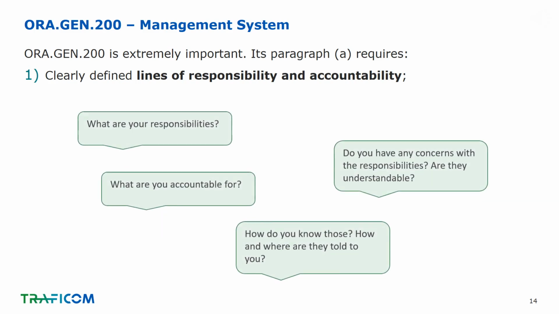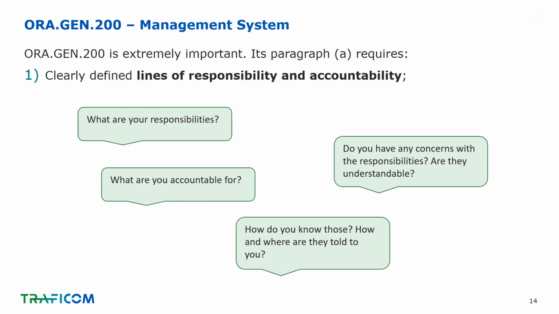Here you can see examples of high-level questions that the auditor can ask from any person in an organization. Now, back to the requirement. The responsibilities and accountabilities must be clearly defined. It would indeed be tough to work in an organization that does not know who is responsible and accountable for its tasks. And because it is here in this top level requirement, it is really mandatory that the responsibilities and accountabilities are clearly defined and understood.